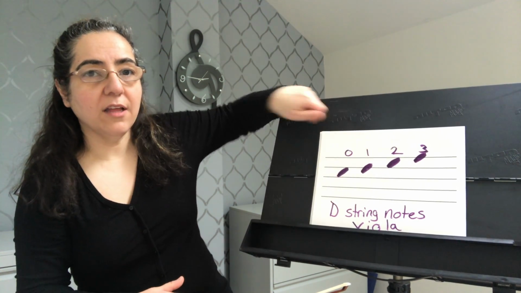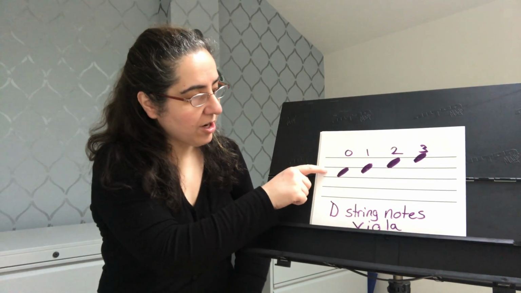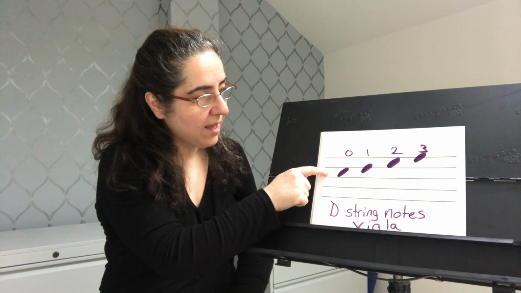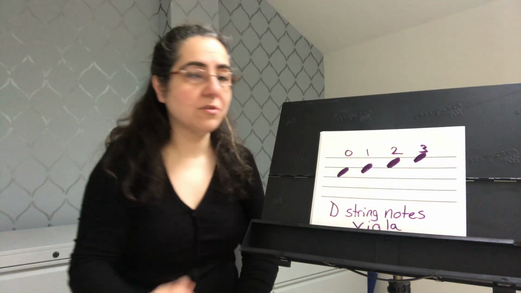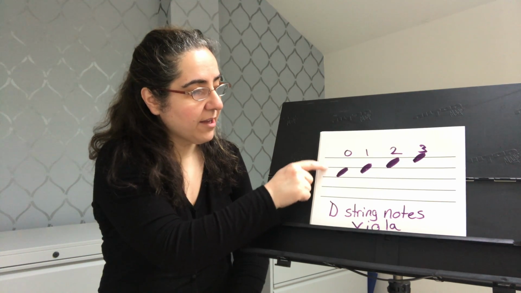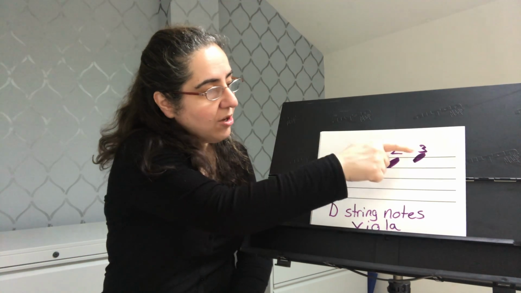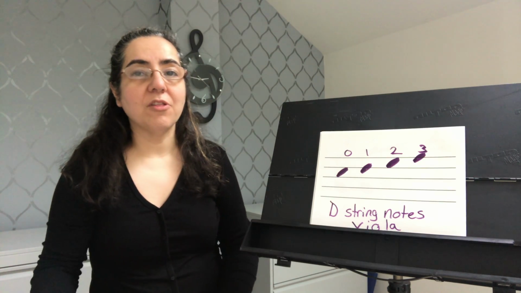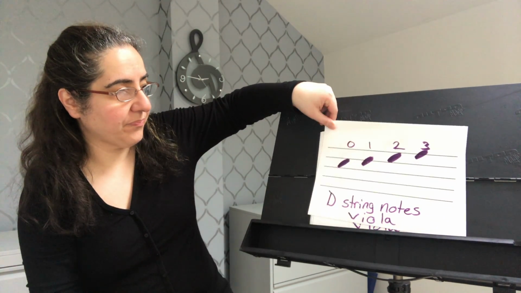On the viola, the D string notes start on the third space and go all the way up to the top line. So those are the D string notes, the area from the third space all the way to the top line. Those notes are on the D string.